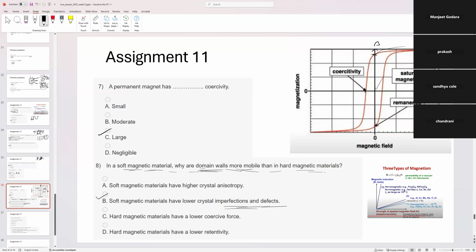Crystal defects and imperfections act as pinning sites for the domain walls of magnetic material. These imperfections are minimized, allowing domain walls to move more freely under the influence of a field.